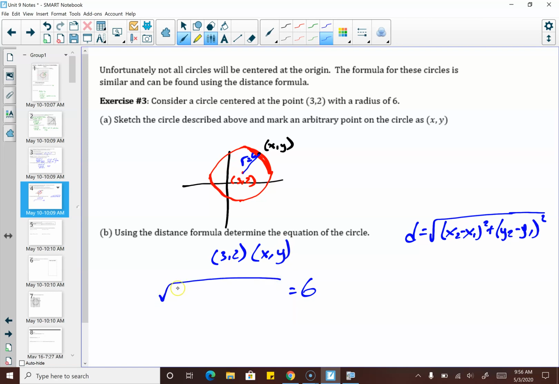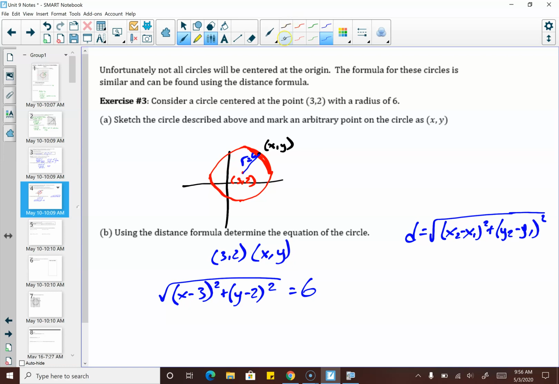So as we make our big square root here, x minus 3 squared plus y minus 2 squared is going to be equal to 6. So the left side represents the distance between those 2 points, and we know that should be equal to 6 because that is our radius. Now this is almost our equation of the circle. We just want to get rid of the radical.